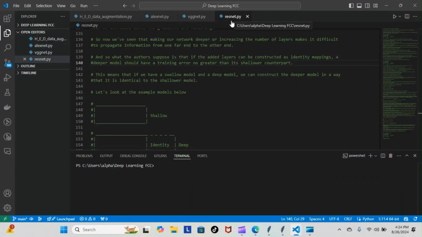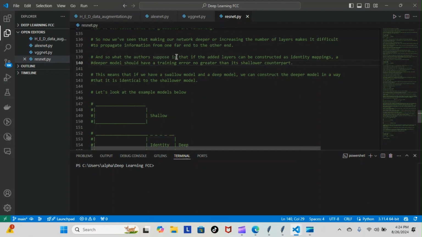And yesterday, if you recall, we went over the partial derivatives and how the change to the partial derivatives is so small it doesn't actually affect our weights. So we're going to pick up where we left off from that. So now we're seeing that making our network deeper or increasing the number of layers makes it difficult to propagate information from one far end to the other end.